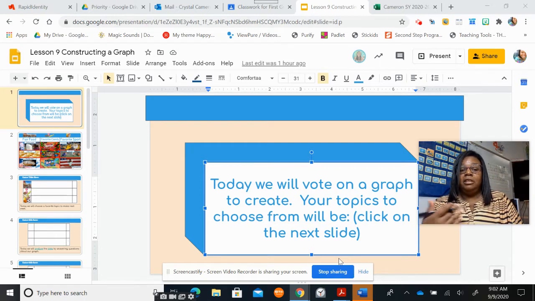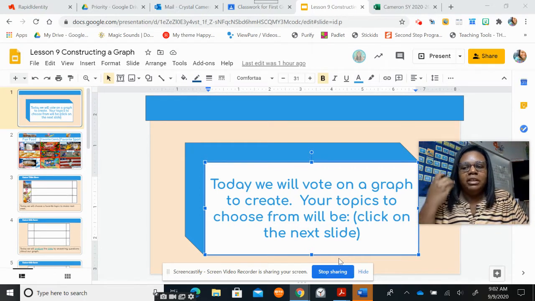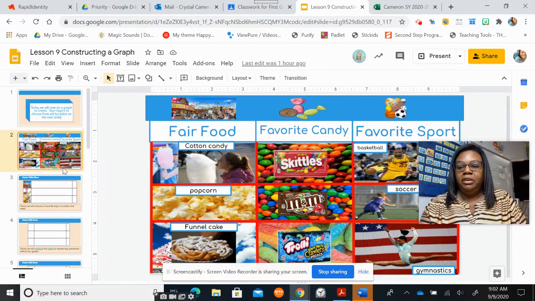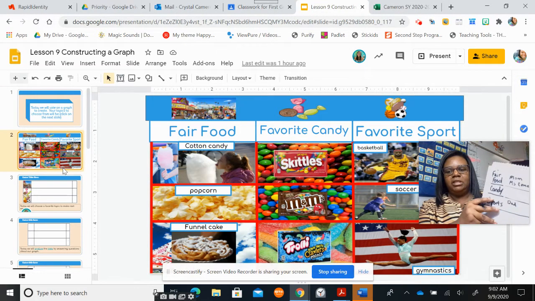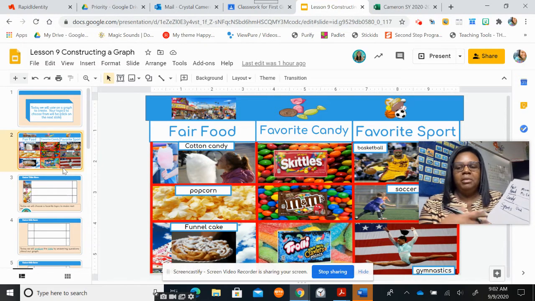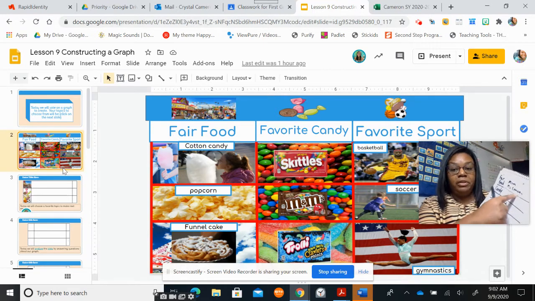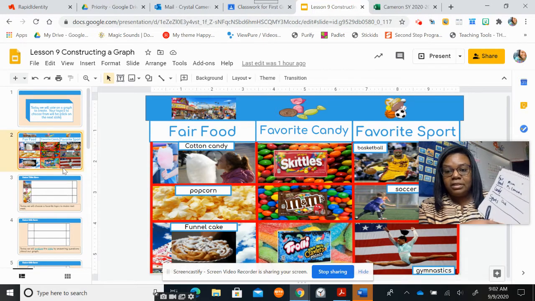We have the math lesson here for you. So today, what we learned in class was how to construct a graph. You will be voting on these different areas: fair food, candy, sports. For example, if your mom likes fair food, then you would write her name beside fair food just on a regular sheet of paper. If dad likes sports, he would put his name here, and you would put your name wherever you like, and your brothers and sisters, your uncles and aunts, whoever lives in the house with you.